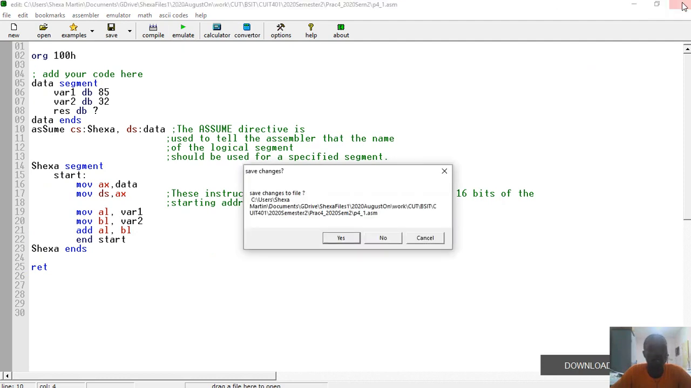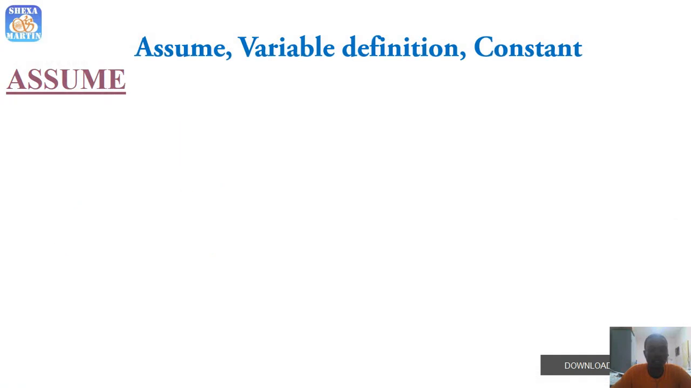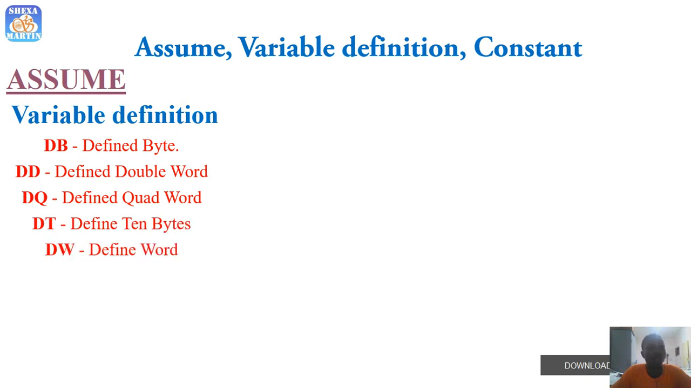So let's get to another. Let's get to variable definition. So like I said earlier, whenever you want to declare a variable, you say define byte, define 10 bytes, define DD, define double, and so forth. So DB, define byte. So these are directives. These bolded text values are the directives: DB, DD, DQ, DT, all these. But here just read this text so that you know what it stands for.